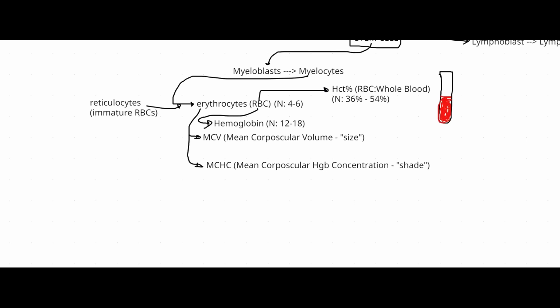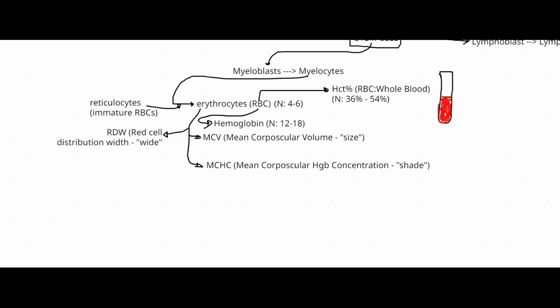And then we also measure, so again, back to our RBC, we have the size, we have the shade, and then we also have the shape. And the shape sort of is seen in our RDW, which stands for red cell distribution width. So you can look at this as how wide is the RBC. So we're looking at the size, how big. We're looking at how deep is the shade of red. And then we're looking at how wide is the RBC.